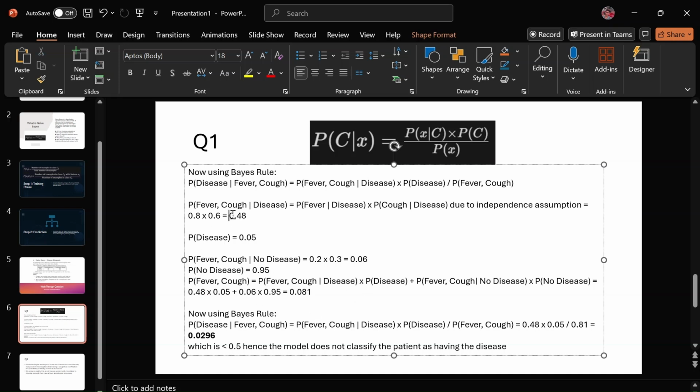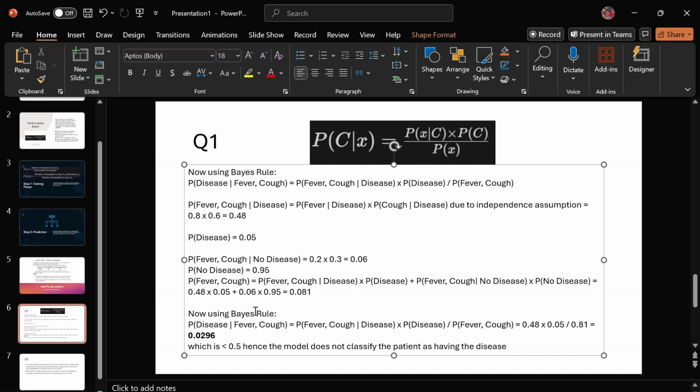So we get 0.48 from there multiplied by the weight, which is the probability of having the disease, which is 0.05. And we add in the ones that we worked out now, given that they don't have the disease. So we have 0.06 multiplied by 0.95. These are just the weights, by the way. It ensures that we're proportionately taking into account each probability, and that gives us 0.081.